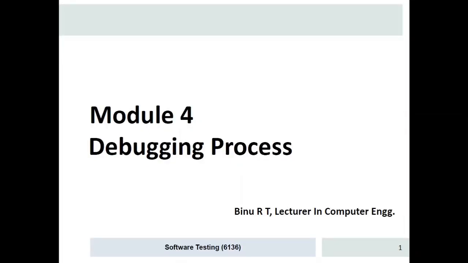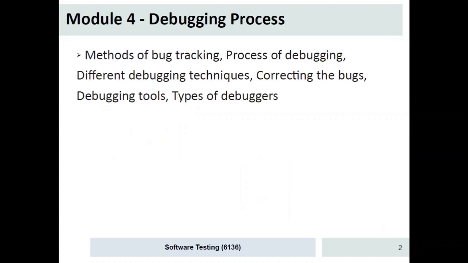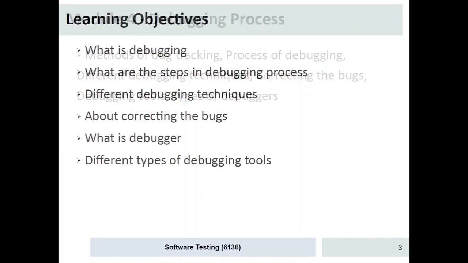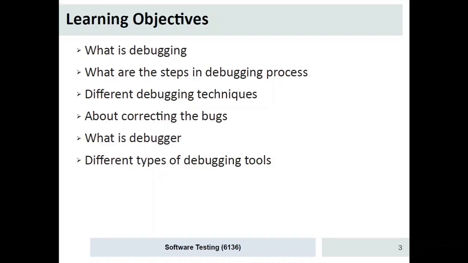In Module 4, we are going to learn about the debugging process. These are the topics mentioned in the syllabus as part of Module 4. So we'll see about bug tracking, process of debugging, different debugging techniques, correcting the bugs, debugging tools, and types of debuggers. In this tutorial, we'll learn what is debugging, what are the steps in the debugging process, different debugging techniques. We learn about correcting the bugs, what is a debugger, and different types of debugging tools.